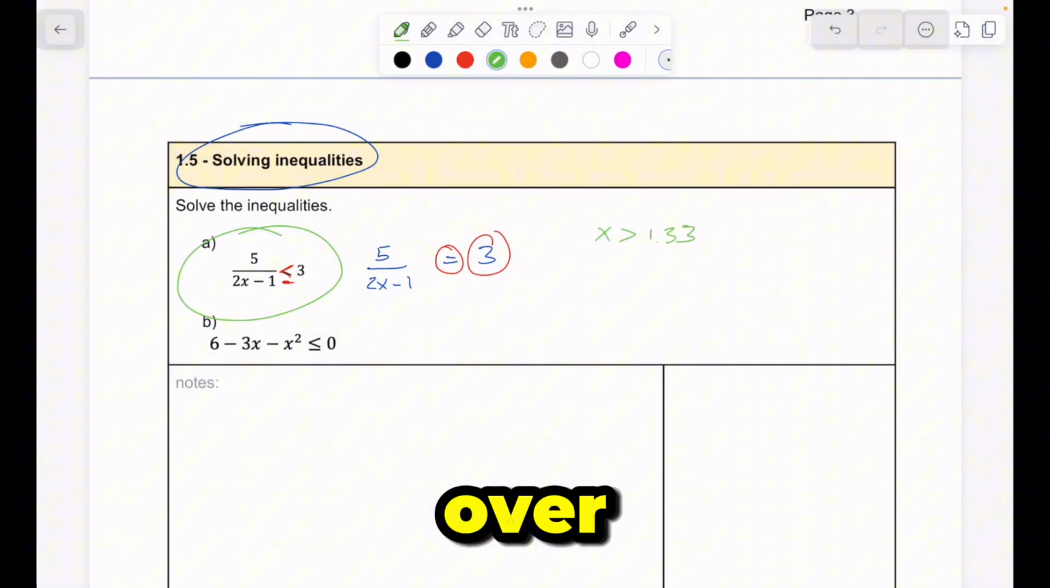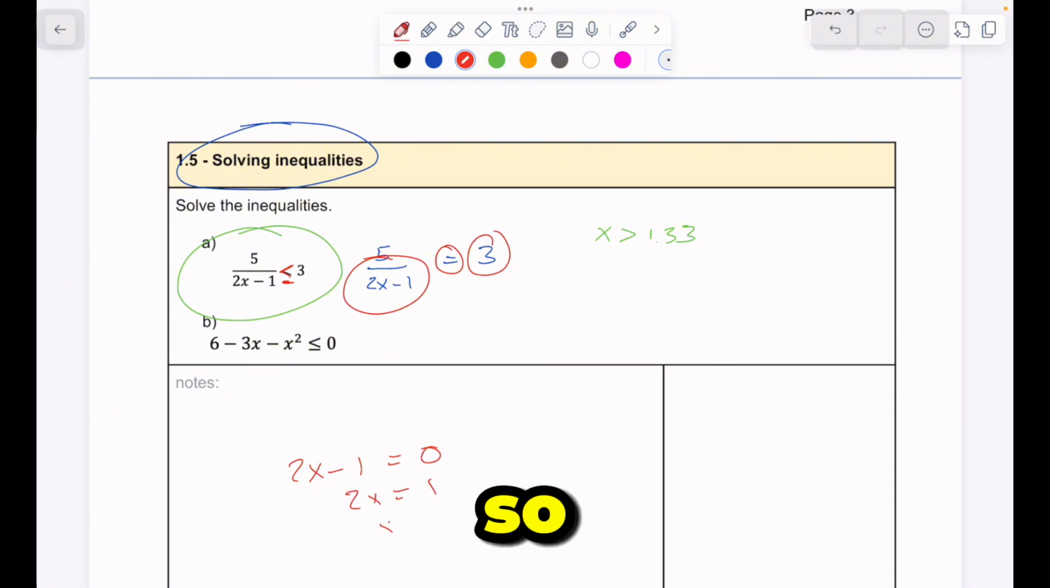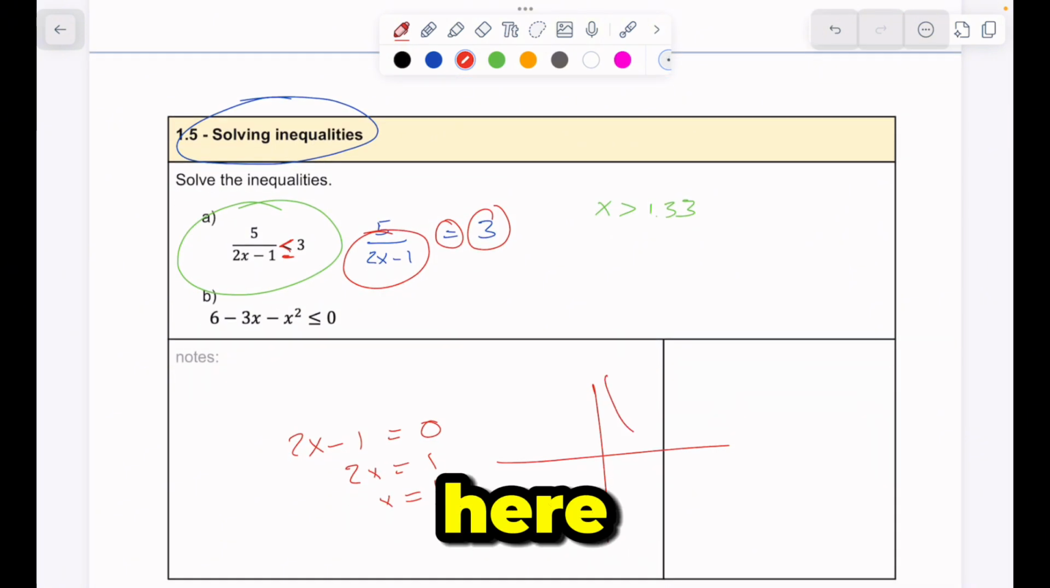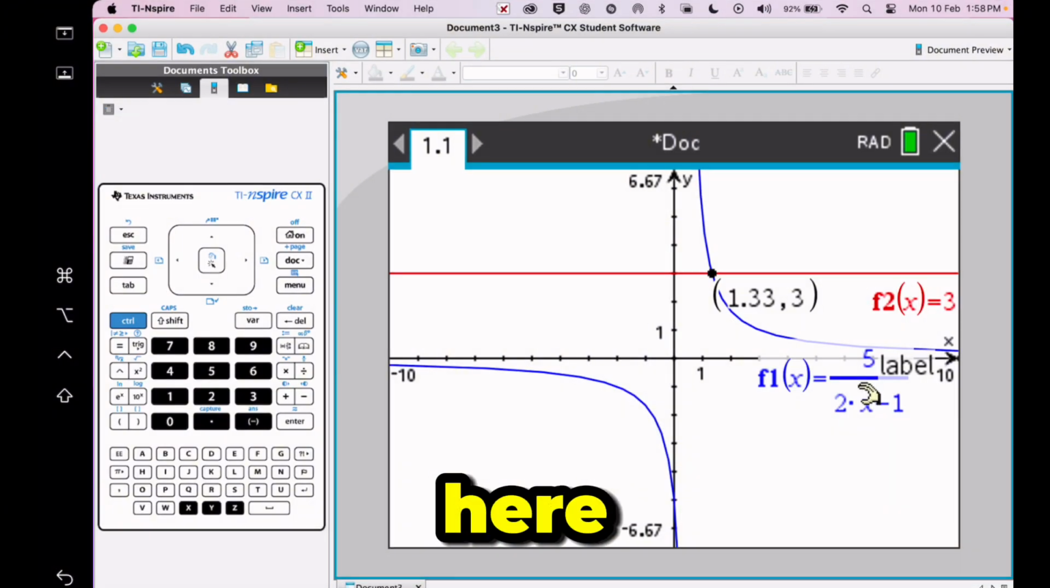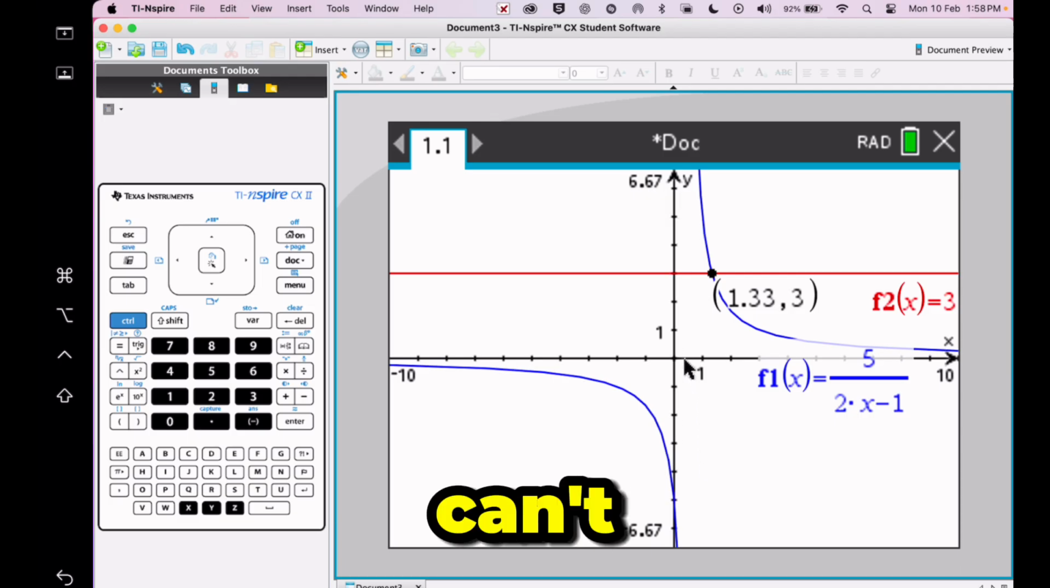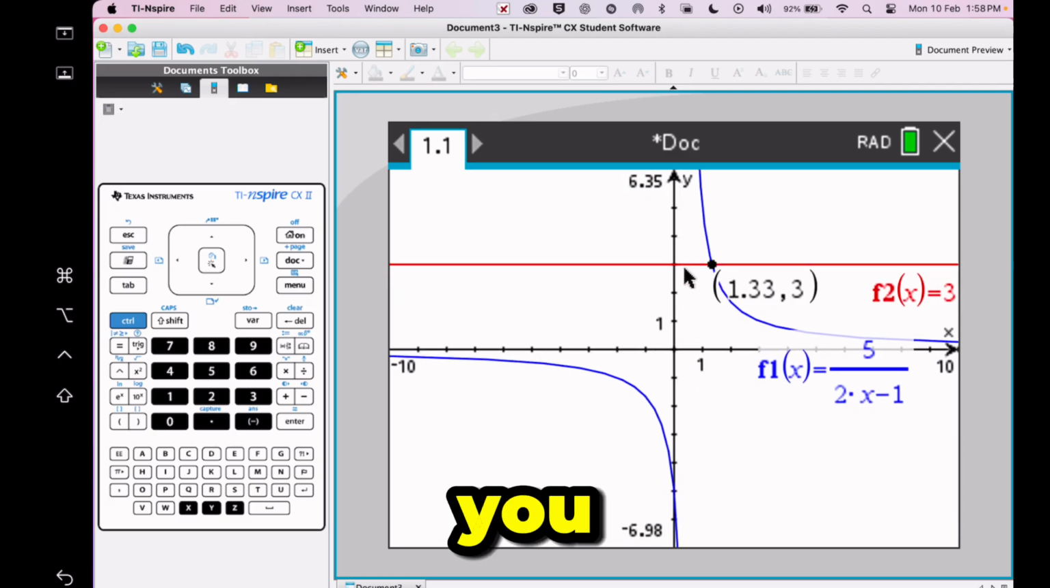So if we go back over, we'll do some quick calculation in the notes here. When is the denominator, so when is 2x minus 1 equal to 0? Or 2x is equal to 1, so x is equal to a half, as I said. So that means when we have our graph here, I apologize, let's just go back here. I can't draw on here, but at a half there is an asymptote, and I can tell you now that there is an asymptote here at a half.